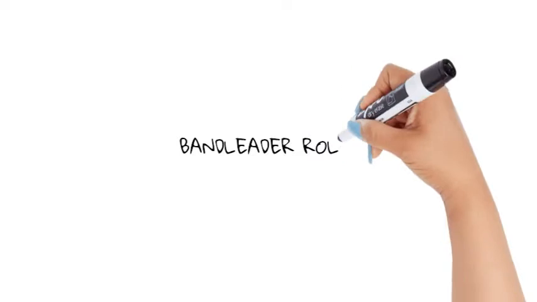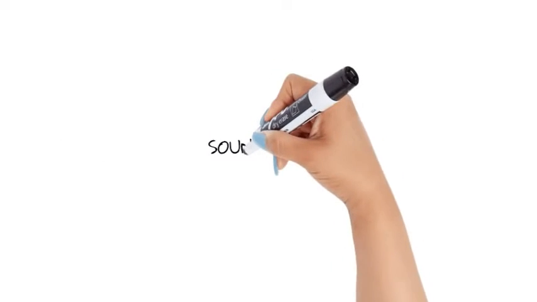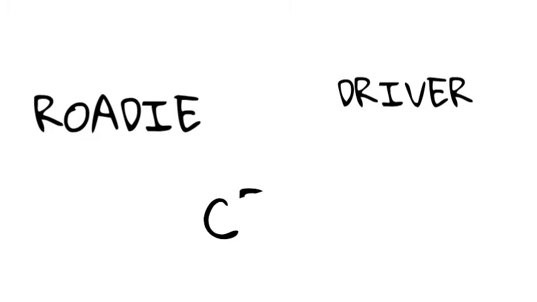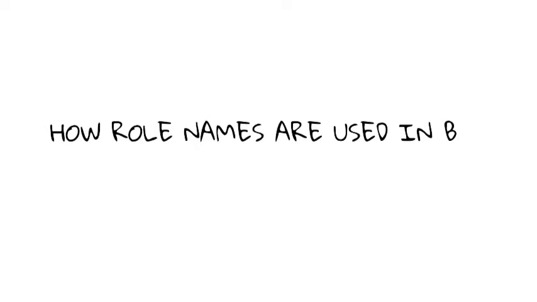So for example, if you want to pay yourself as a band leader, set up a band leader role. If you want to pay a sound tech, set up a sound tech role. Even jobs like roadies, drivers, and crew should be set up as roles. Now let's take a look at how role names are used throughout Back on Stage.